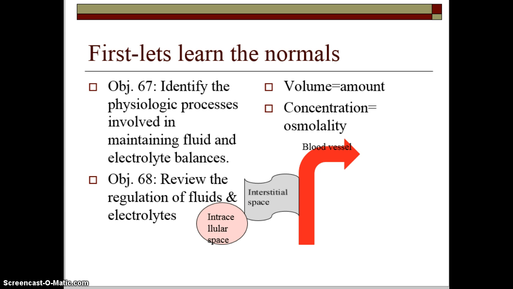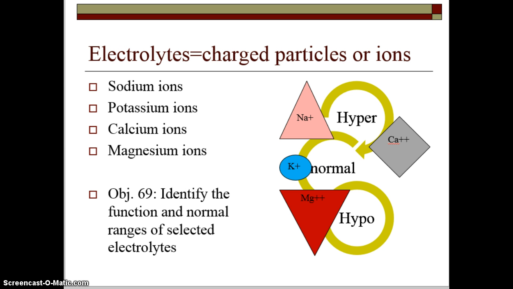Inside the cell is called intracellular. That space in between the blood vessel and the cell is called the interstitial space. That interstitial space is where we see edema. When you have extra fluid and a person looks really puffy, it's that space in there that is holding that fluid. The electrolytes are important to know.